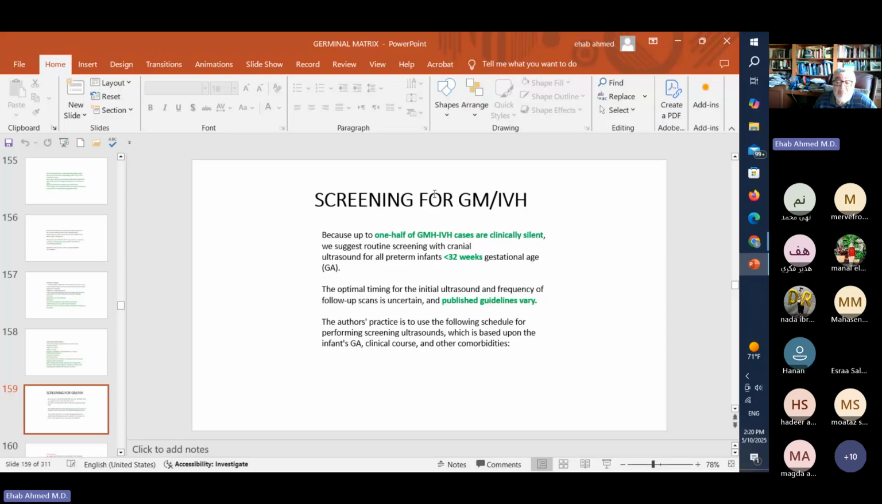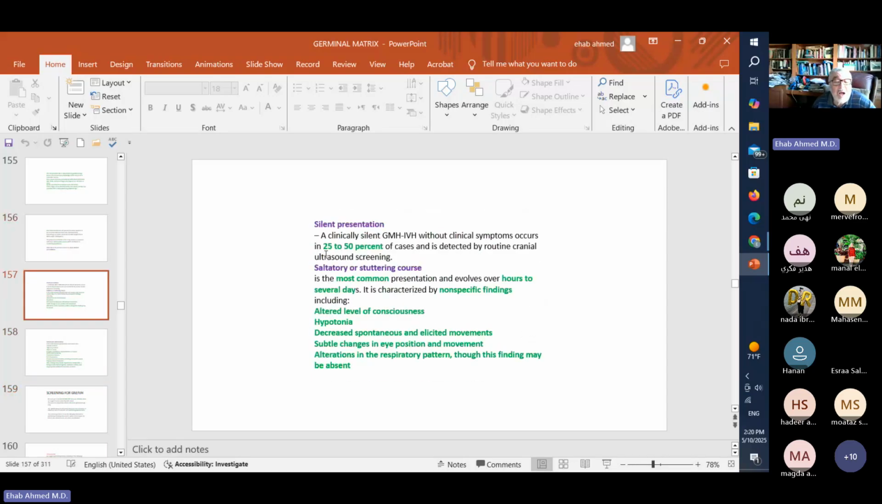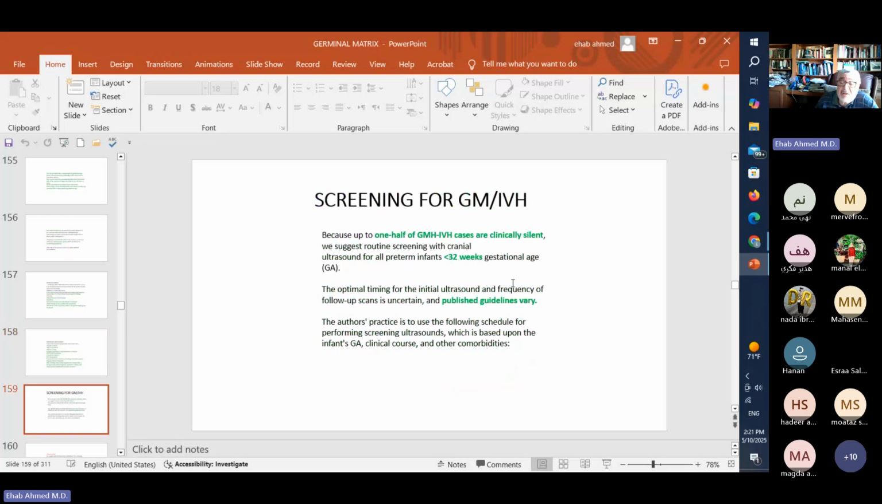Screening, this is extremely important. You have to screen for GM-IVH because in many babies, the presentation could be silent in up to 25 to 50%. So if you don't screen, you will miss it. And if you miss it, it's not a good idea. Okay? Any baby who is less than 32 weeks should be screened for GM-IVH by serial ultrasound monitoring, period. Okay?